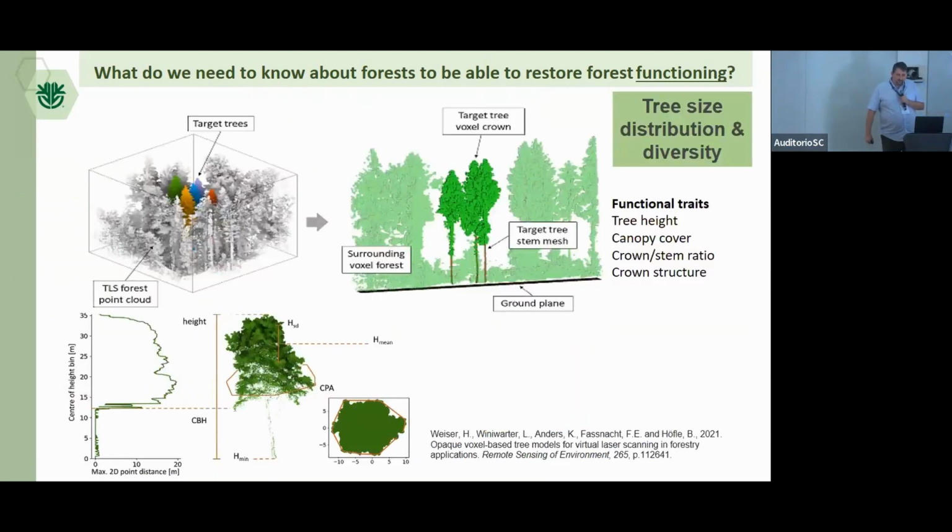Now, when it comes to tree size distribution, how do we measure this? Obviously, you can use a laser in the forest and measure height. But a new way of doing this is using LiDARs, drones, and aerial surveys. One can scan a forest with a LiDAR system, and then based on the scan, one can isolate individual trees. Based on the isolation, you can get a very accurate estimation of height, diameter, as well as crown size and shape. A number of functional traits can then be derived from this, like tree height, canopy cover, crown stem ratio, and crown structure.